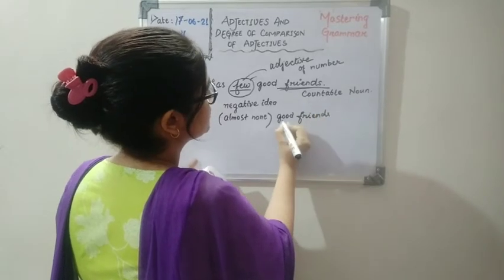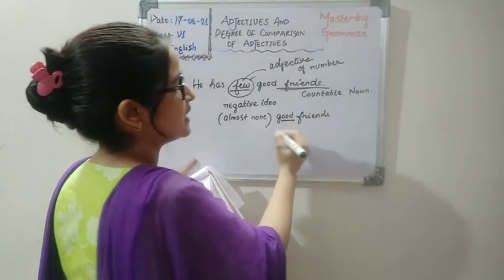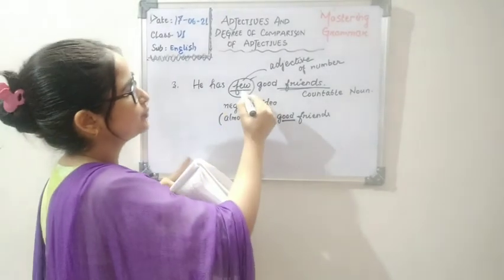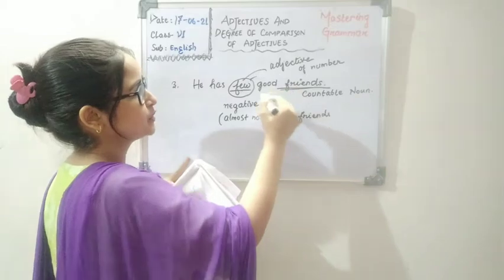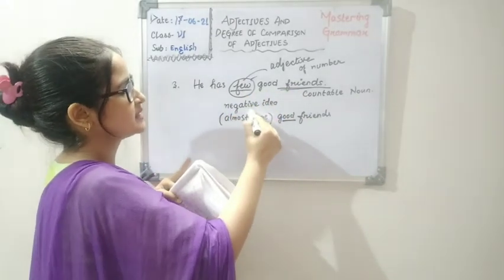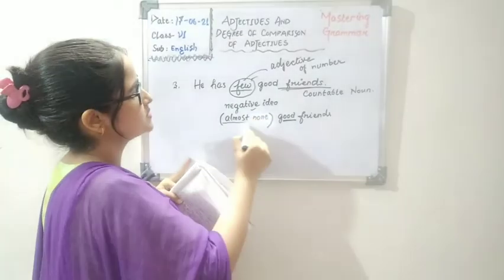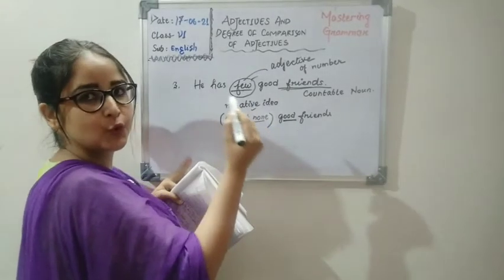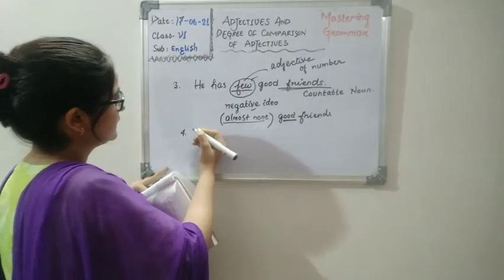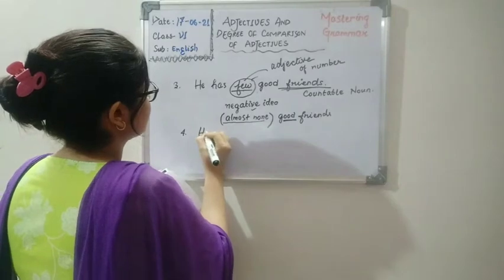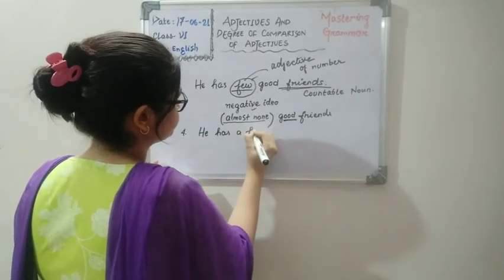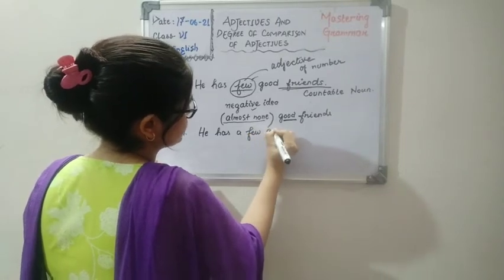Here you can see good is also an adjective, and it is an adjective of quality. Okay, so few is the adjective of number and good is the adjective of quality. So this few is used in a negative sense, which means almost none. He has no good friends. Now with number 4, if I write it like this, he has a few good friends.